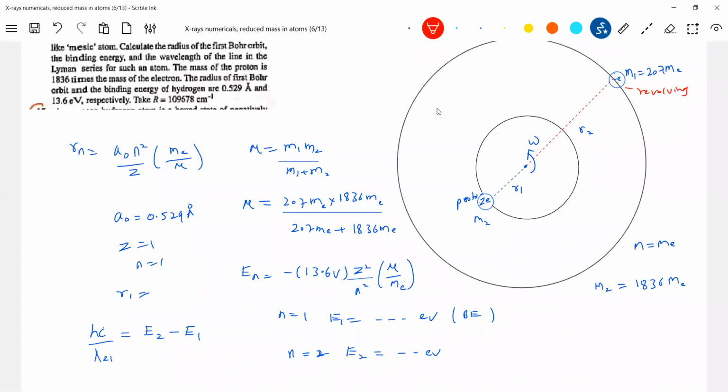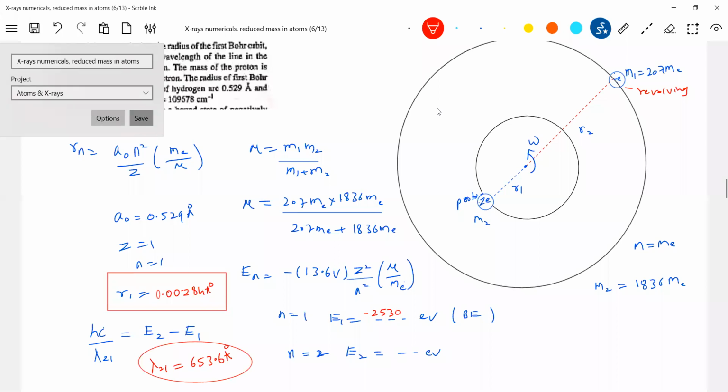Can you work out the calculations? I'll proceed to the next part of the problem. I'll give the answers, cross check. Radius R1 is 0.002, that's one answer, cross check it. Then binding energy will be minus 2530.0 electron volt. Then the wavelength is given by 653.6. Do the calculation later on. This idea is what I'm sharing.